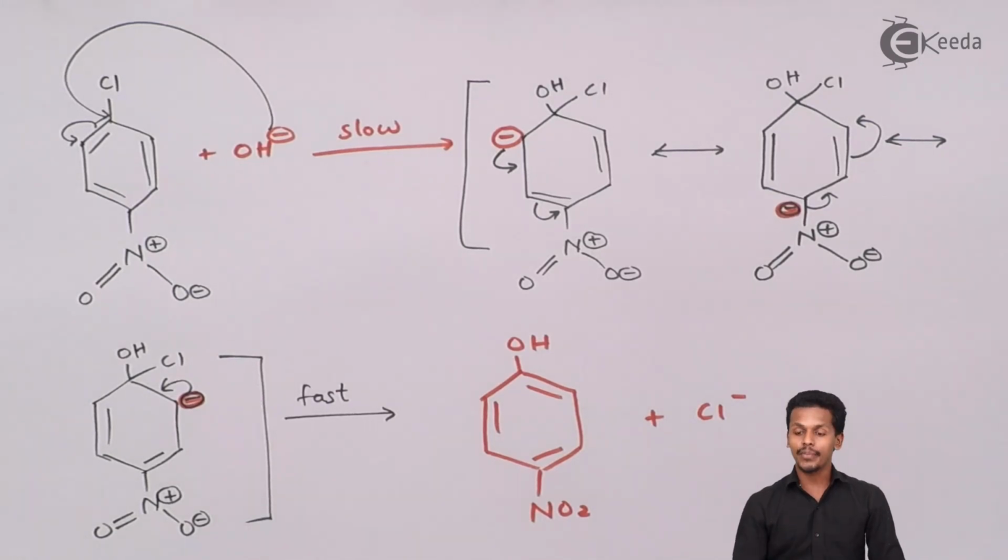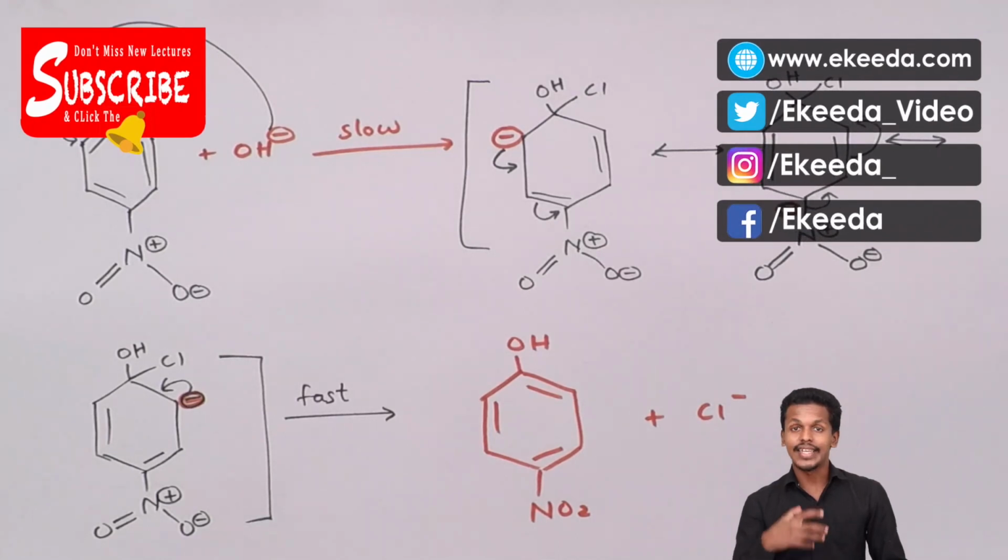And talking about the meta position, suppose an electron withdrawing group is present in the meta position, then this kind of behavior won't be observed, and that is how it has been clearly mentioned over here, that the nitro groups, or basically any kind of electron withdrawing group, if they are present at the ortho or at the para position, they could increase the activity during nucleophilic substitution reaction. So that's it.